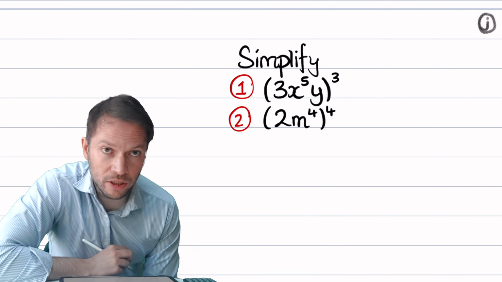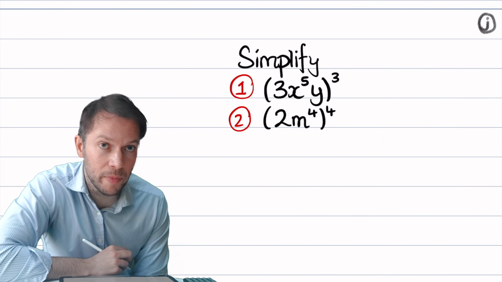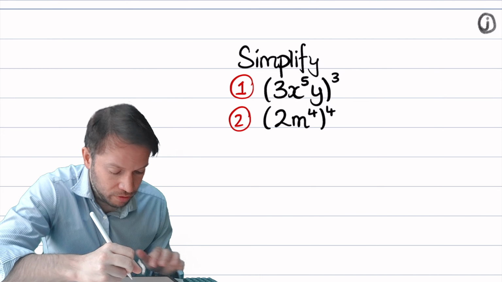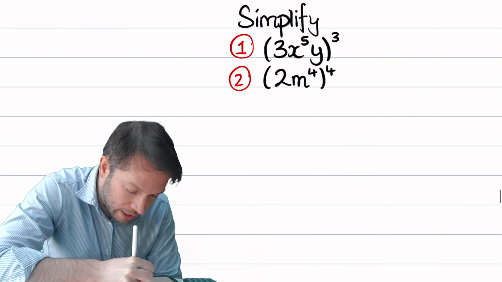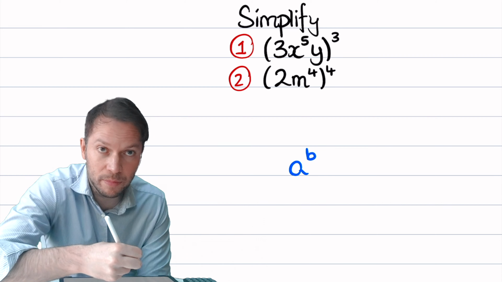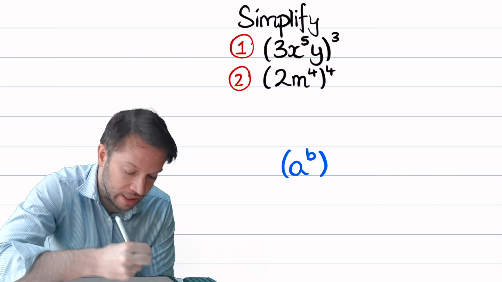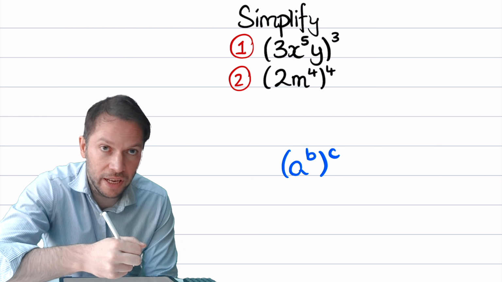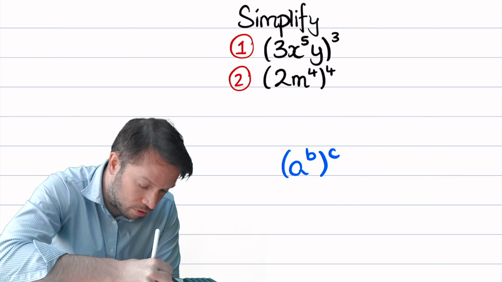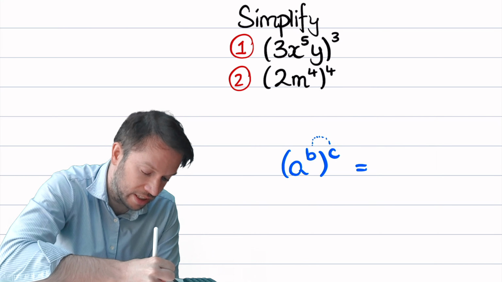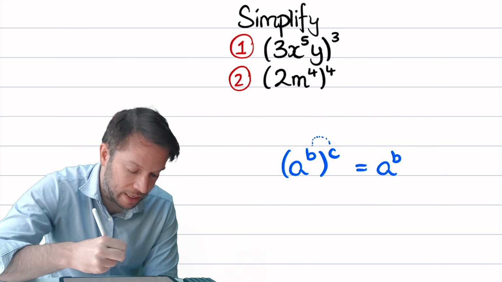Hi, in this video we're going to raise a whole algebraic term to a power. Now let's remind ourselves of some laws of indices. If you have a power like this, a to the power of b, and you raise that to another power, so it's a to the power of b to the power of c, then we can multiply the indices together. So we do b times c, which is just bc. So we get a to the power of bc.